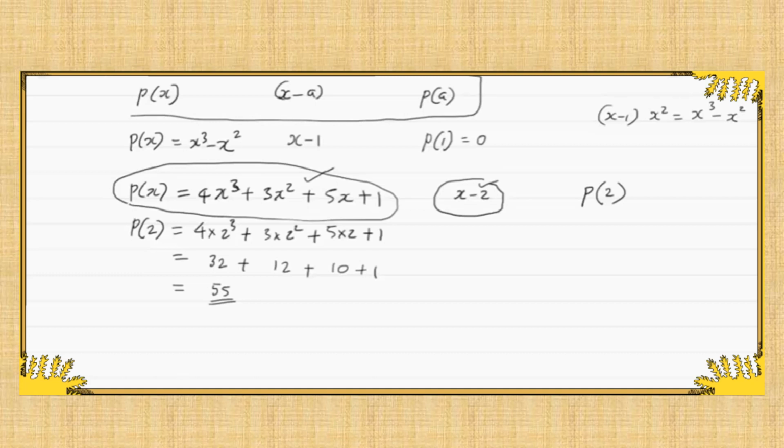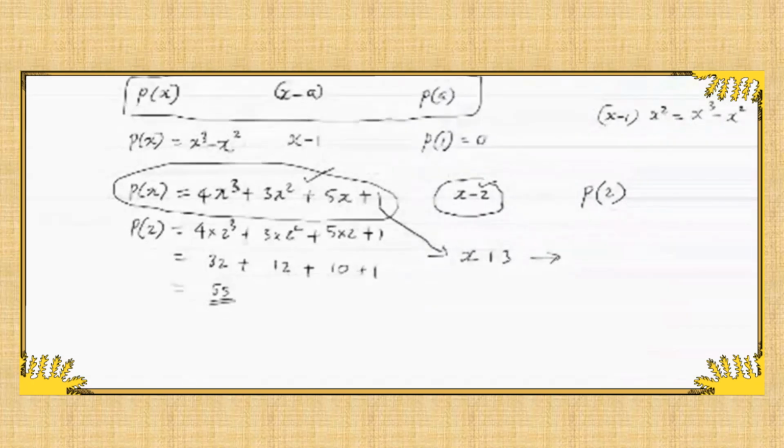Okay, that's what the remainder theorem says. If you divide P of x by x minus a, the remainder will be P of a. If you divide the same polynomial, this P of x by x plus 3, what will be the remainder? How can we find? I'm asking not the numeral value, but how we can find it? If you divide this polynomial by x plus 3, what will be the remainder? How we can find it?